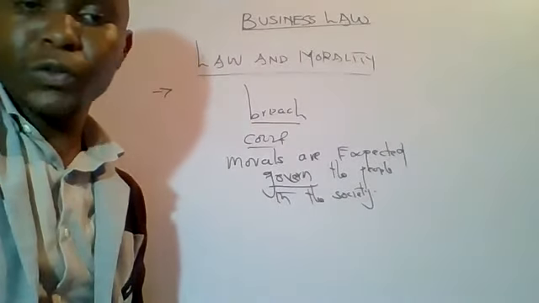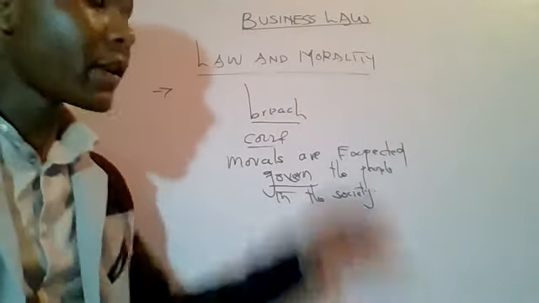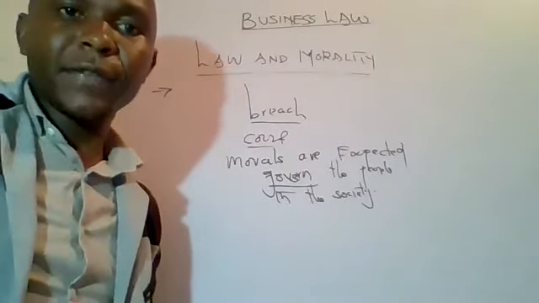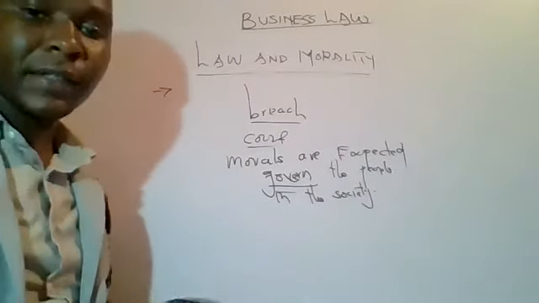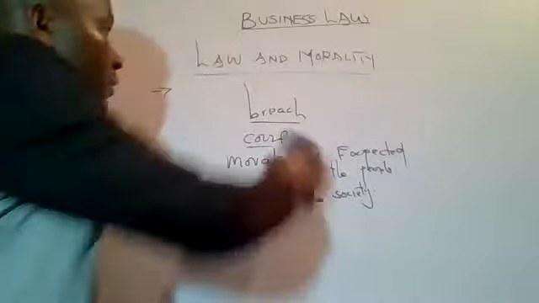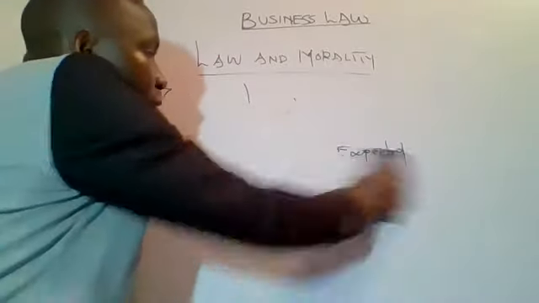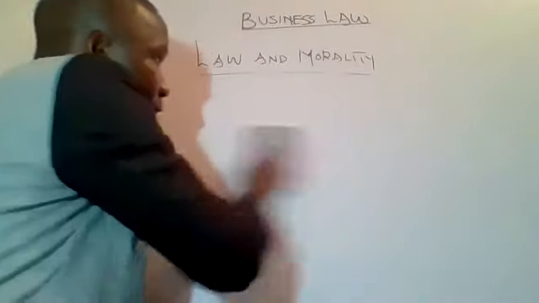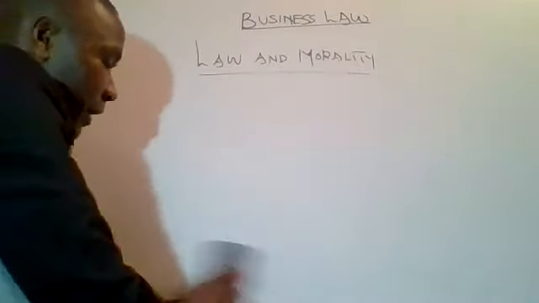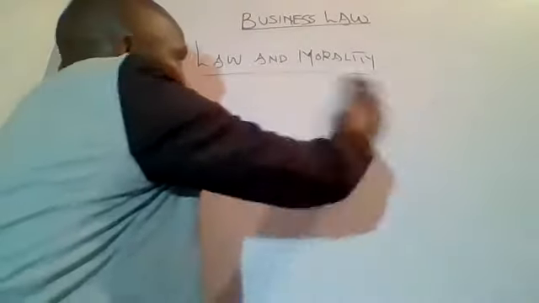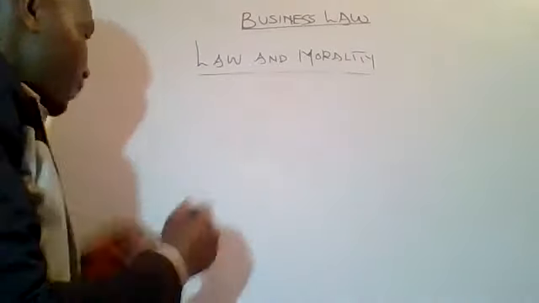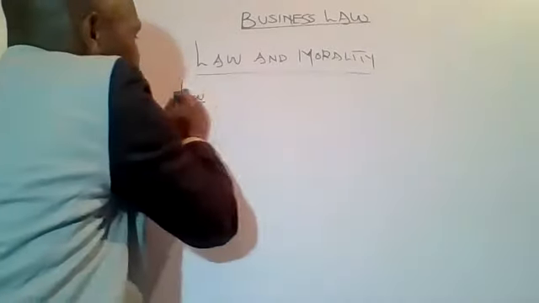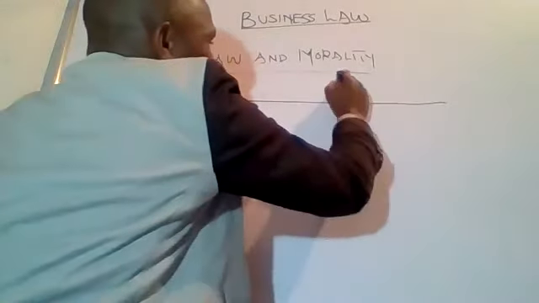So now, juu kwa exam utaambiwa differentiate between the law and morality, 6 marks. So ukiambiwa differentiate between the law and morality, 6 marks, you have to draw a table. Uchore table. Waonyeshe examiner, I know this thing. Katika law, morality.